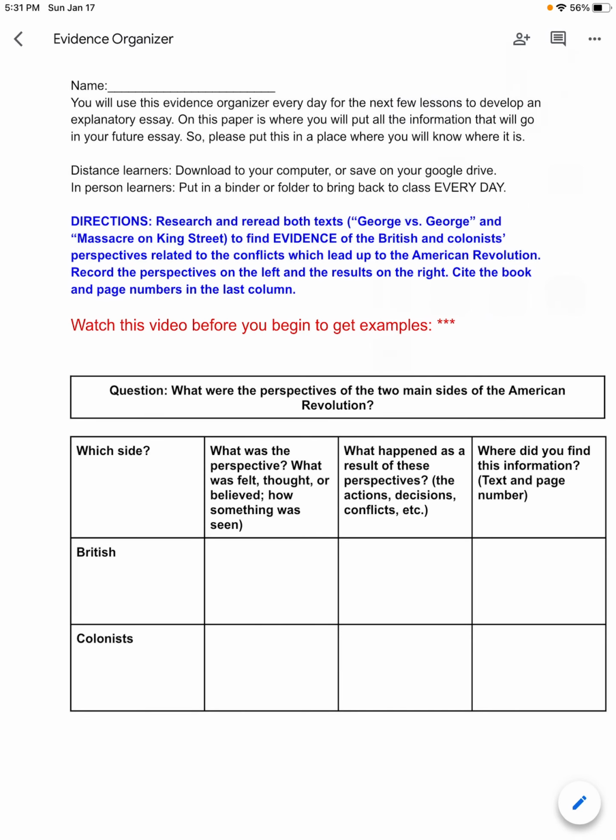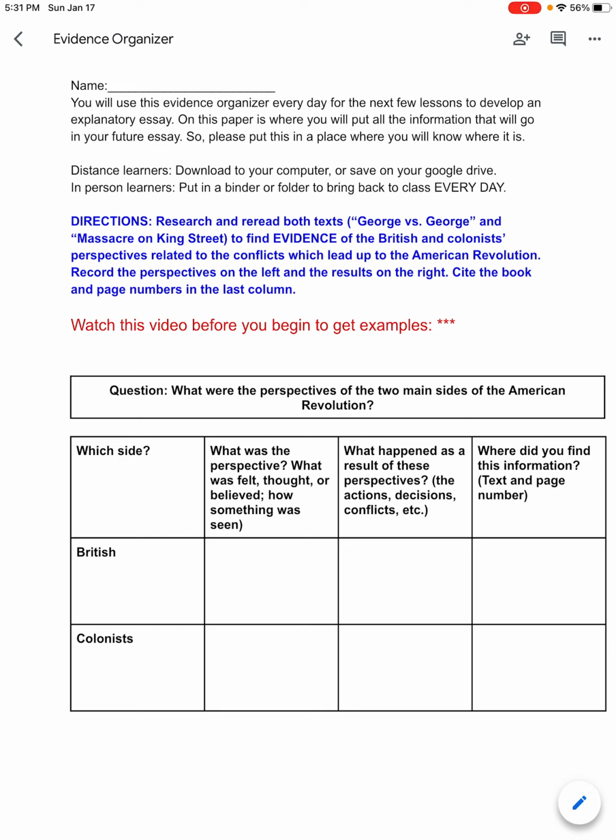Okay, so now the last thing we're going to do is start this evidence organizer. I'm going to do one with you, and you're going to continue to work on this throughout the next few weeks. Now, distance learners, when you turn this in, if all of the boxes aren't complete, that's okay. But you have to have them all complete before you write your paper, okay?